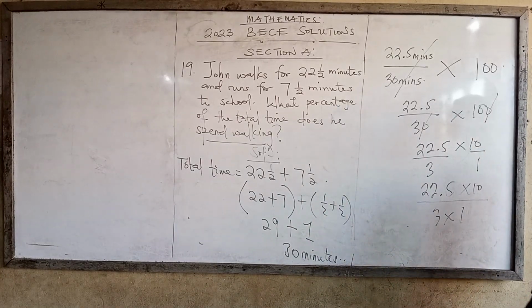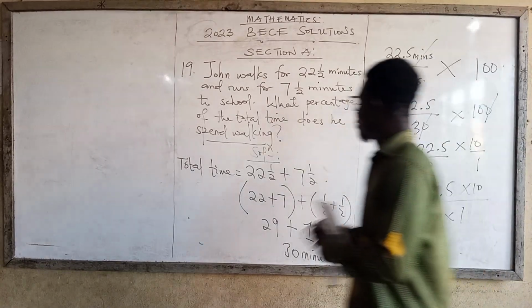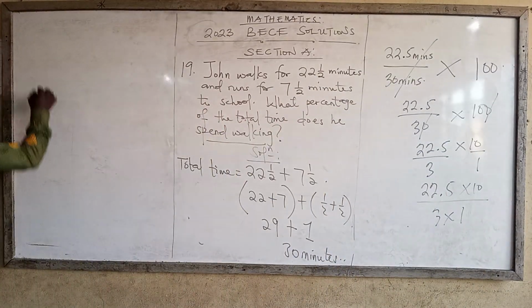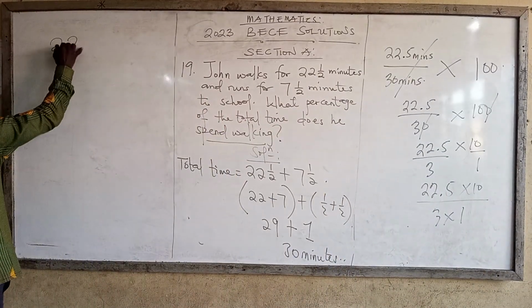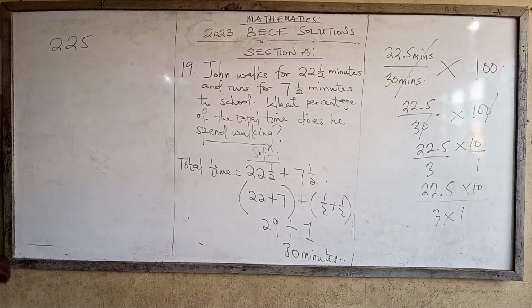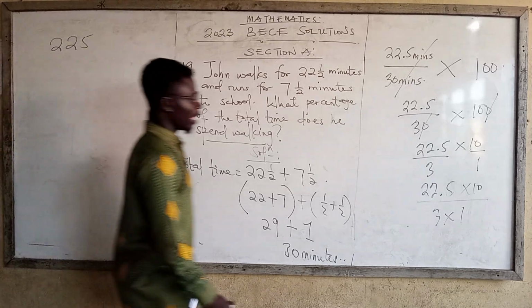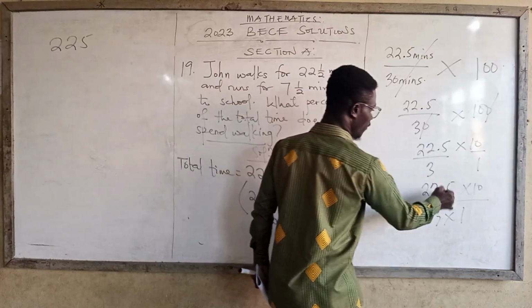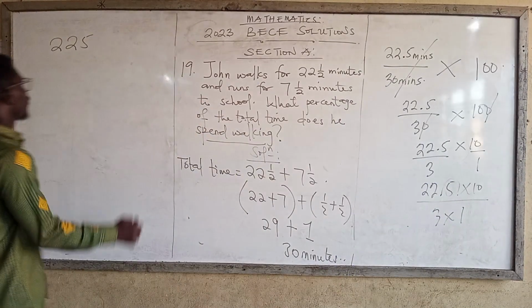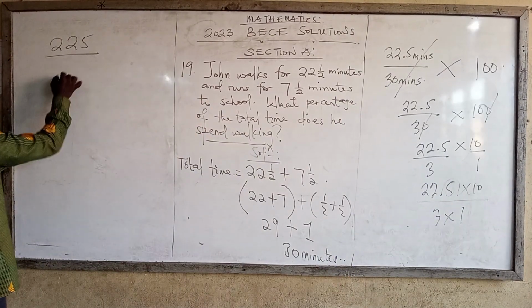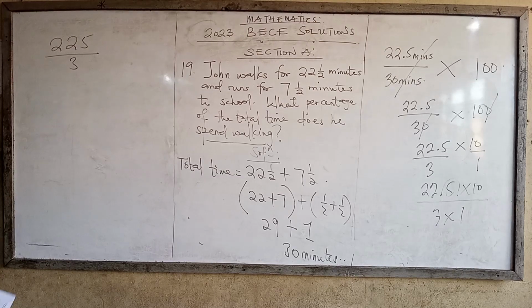So how many zeros here? 1. So the decimal point will shift 1. So I have 22.5 into 225, which is 1. So I get 225 divided by 3. We can do our own division.